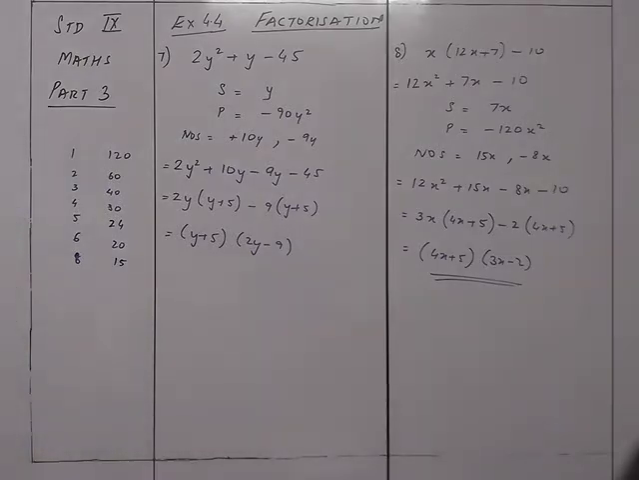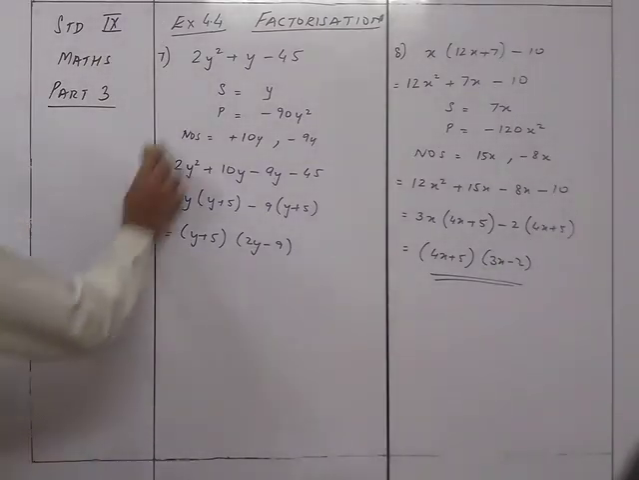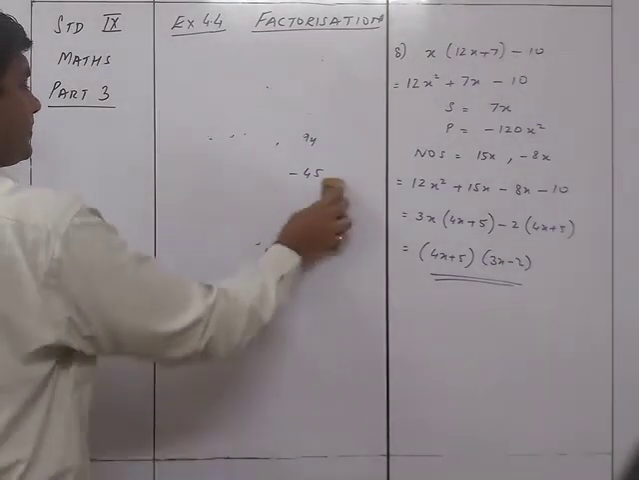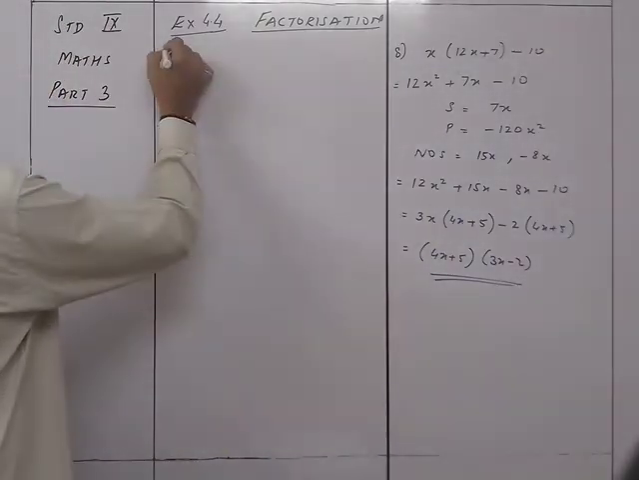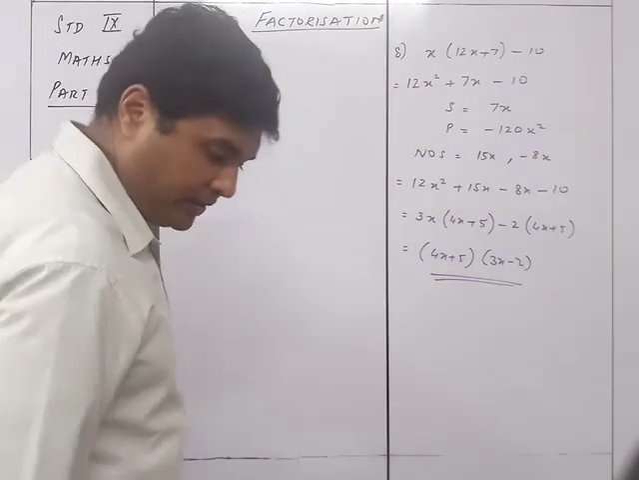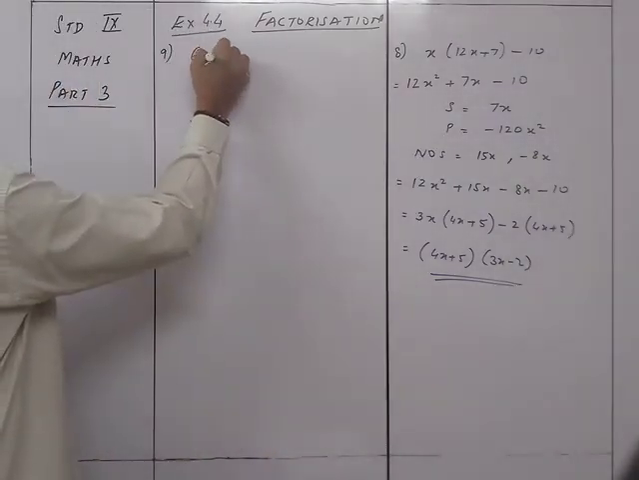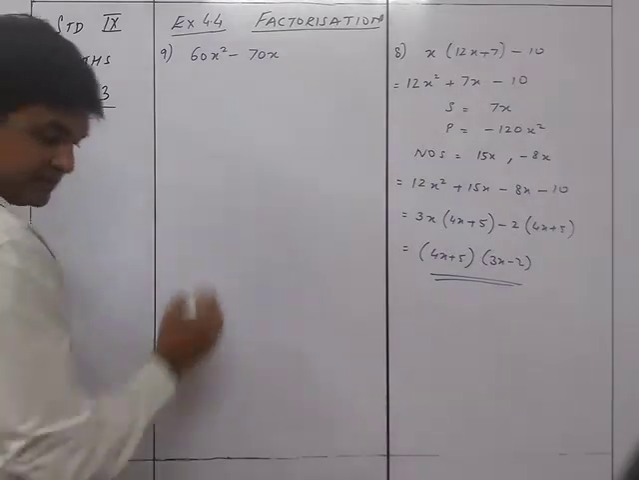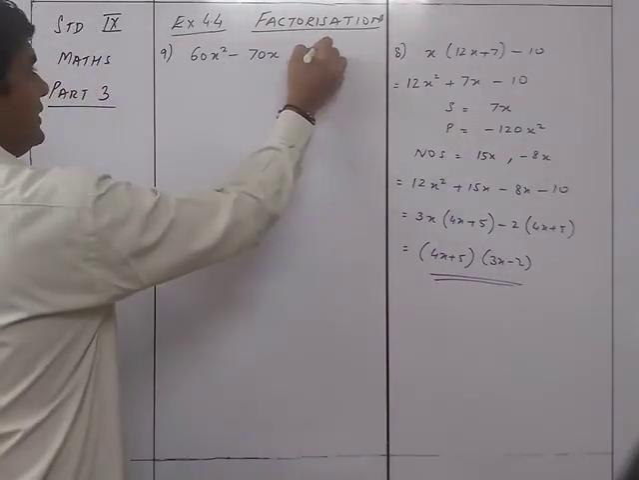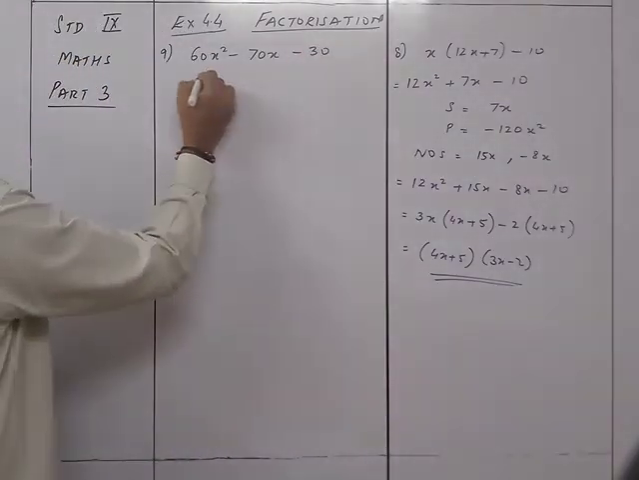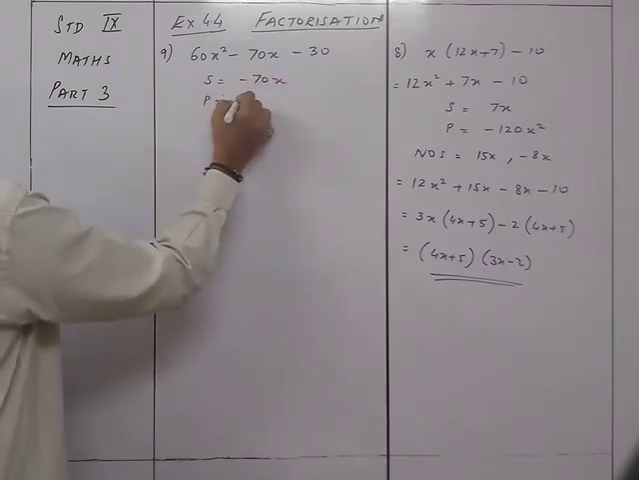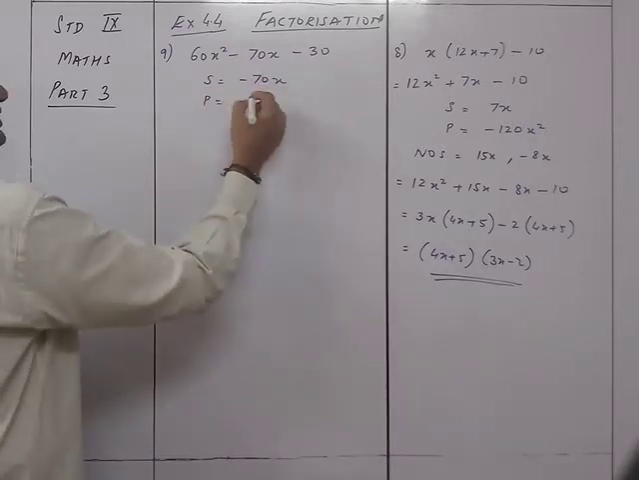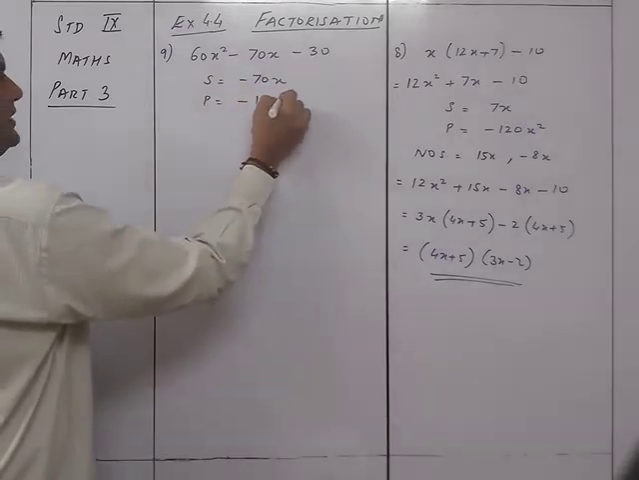We are going on over here. Sum number 9. So we are on sum number 9. It is 60x square minus 70x minus 30. So that gives me that the sum is minus 70x, the product is minus, this is 30 into 60, so 1800x square.